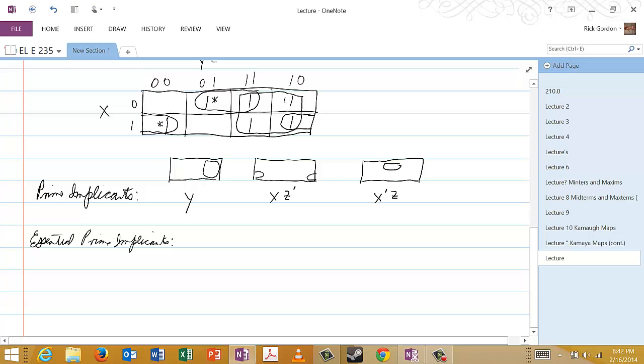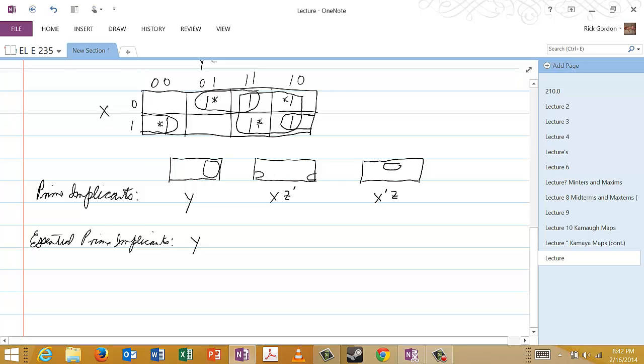But these two, this one and this one, both of those 1 cells are contained only within the prime implicant Y, and therefore, since they are within just 1 prime implicant, they are essential 1 cells. Now, any prime implicant that has at least 1 essential 1 cell is an essential prime implicant. And so we see that our first prime implicant Y does indeed contain at least 1 essential 1 cell. In fact, it contains 2.